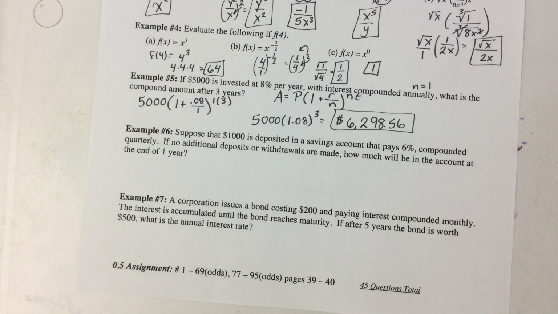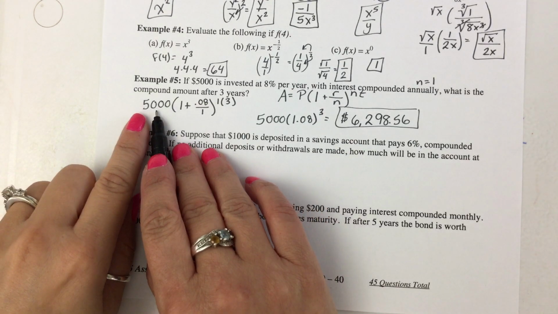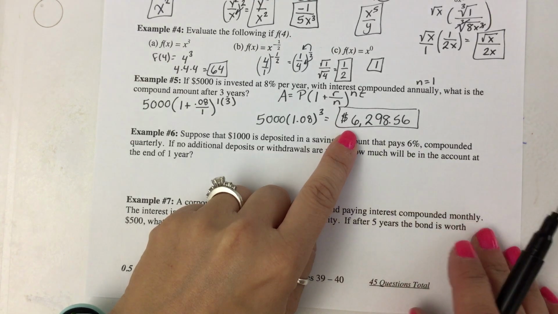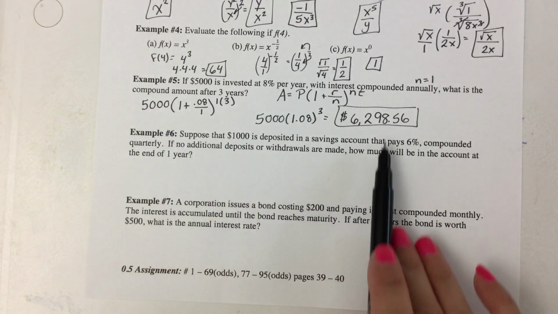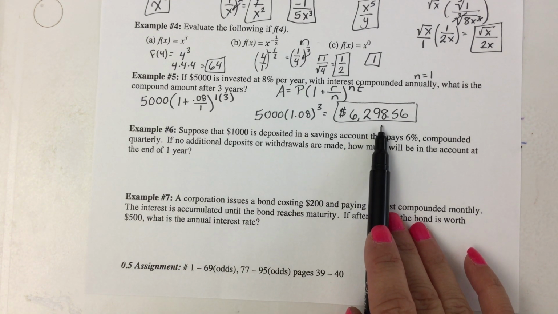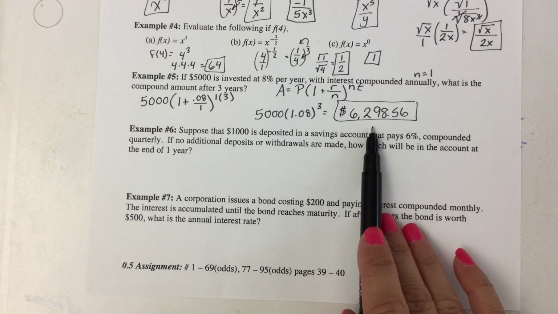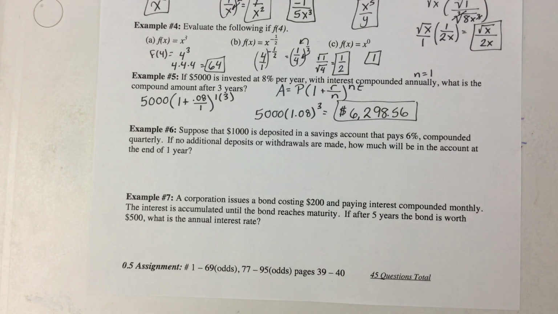You don't touch it. 3 years later, you come back and say, hey, I'd like my money. They're not going to give you $5,000. They are going to give you $6,298.56. So if you were ever asked a question, how much interest did you make? That means how much money did you make on your money? To find that, you would just subtract your original $5,000. So what you made on this deal was $1,298.56. Not too bad for only 3 years.